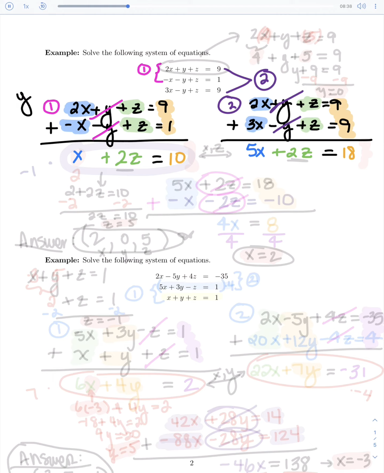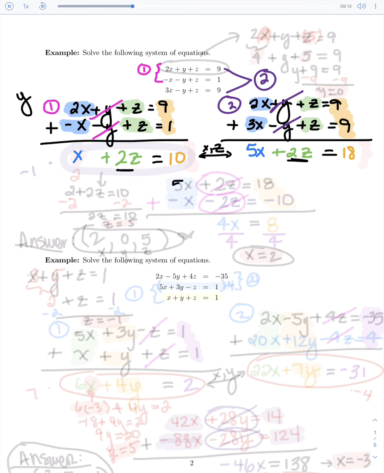Now, why did this help us? Because now, instead of having 3 equations, we're down to 2. And we've only got 2 letters, x and z. So we're back to where we were doing equations like this back in section 7.1. We're down to 2 equations with 2 variables. All we need to do is elimination one last time on these 2. And we need to either eliminate x's or eliminate z's. Now what I notice is that both equations have a 2z in them. So they're almost perfect for elimination.